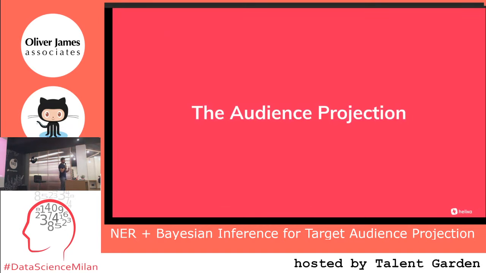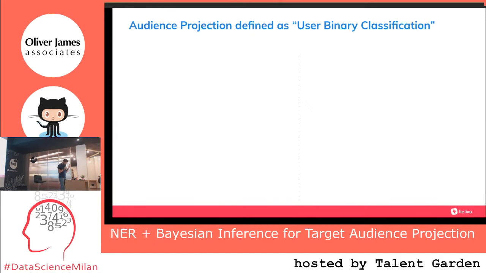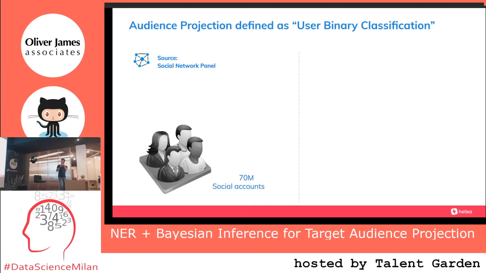So, is there a more scalable way to fuse datasets? This is what the audience projection was designed for. The audience projection can be seen as a binary classification problem where we classify users: yes, you're part of the target, or no, you're not part of the target. I'll show you with this animation.